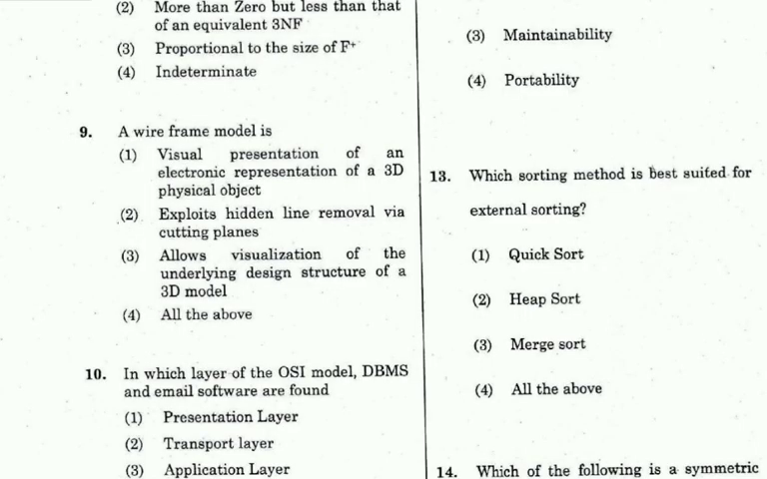A wireframe model is a visual, electronic representation of a 3D physical object. A wireframe model is a skeletal representation of a 3D object using lines and curves. It shows the vertices and edges without surfaces or textures. So that's why option 1 is the correct answer.